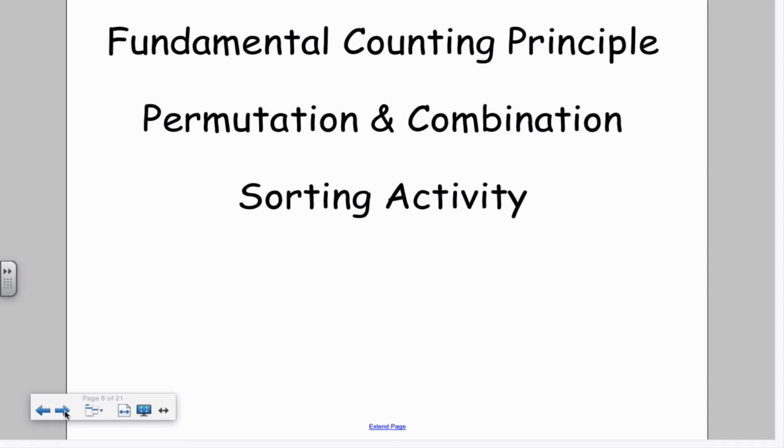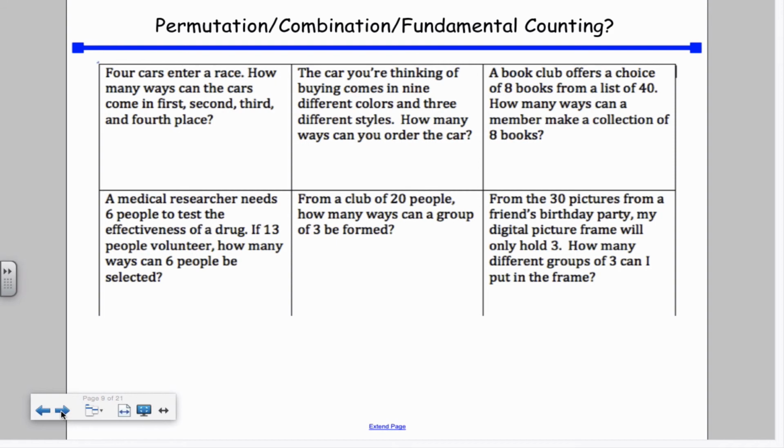Okay, so what I'm going to have you guys do is a fundamental counting principle, permutation and combination, sorting activity. You're going to get the handout from the sub. And with your team, you're going to read through the scenarios and decide, are these permutations, combinations, or fundamental counting principle scenarios?